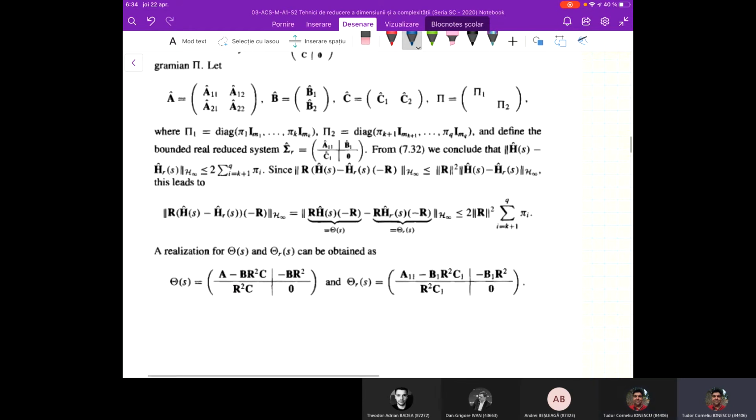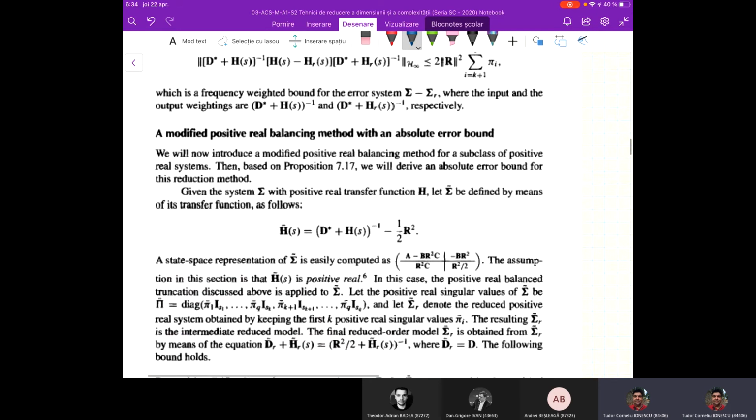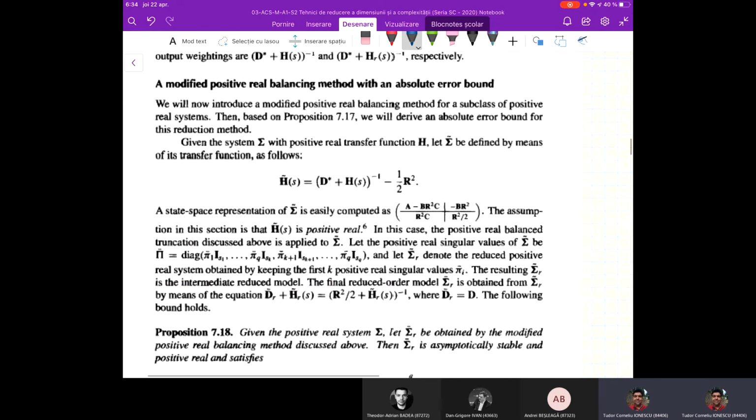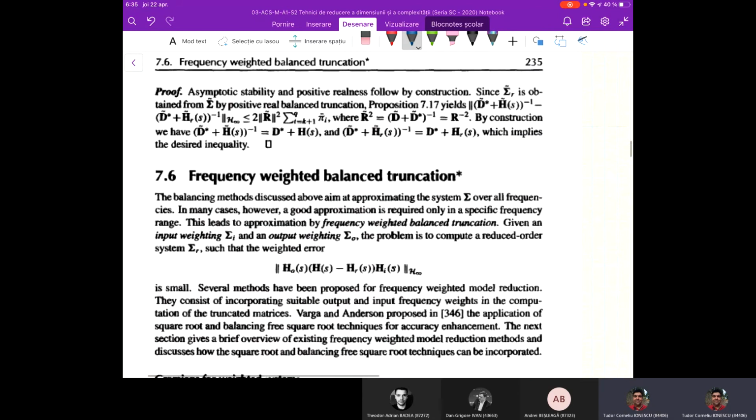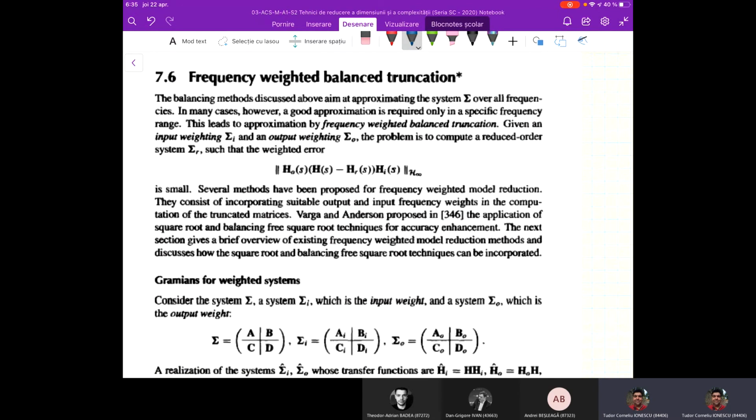So this is another type of balancing and error bounds. There is also a modified version of these things. We can also have another type of balancing called frequency weighted balancing. Weightings are additional systems added to your system to emphasize specific properties. So you want to approximate sigma over all frequencies, not only low frequency. For this, you need to introduce weighting.